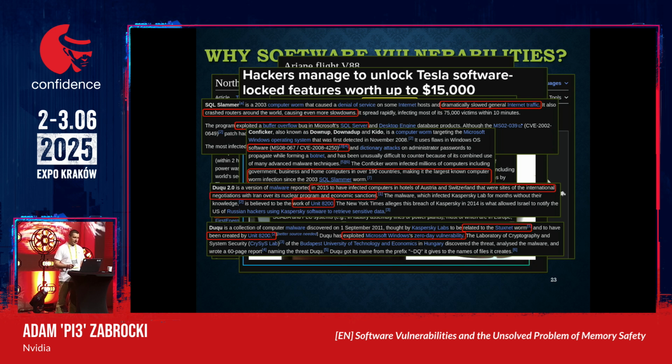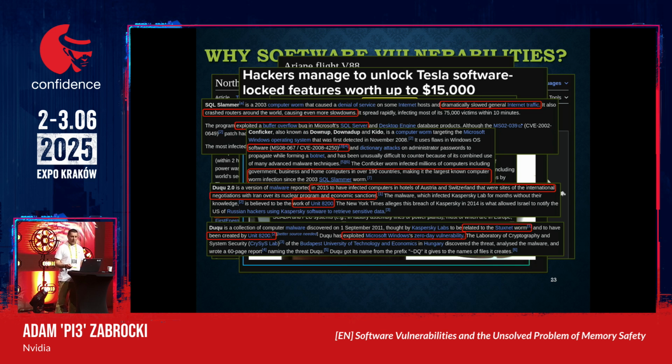In 2015, it infected computers in hotels and conference rooms in Austria and Switzerland. So the question is why? At that time, in those hotels, there were international negotiations about the Iranian nuclear program. That specific malware was passive and listened in the conference rooms to what was being discussed. It was also created by the same unit, Unit 8200.